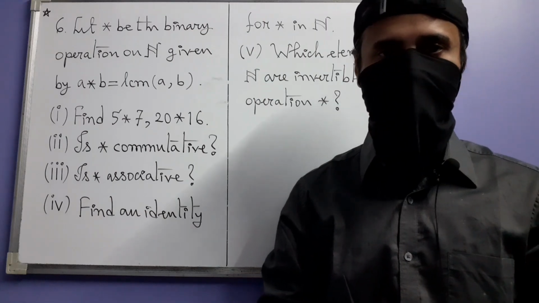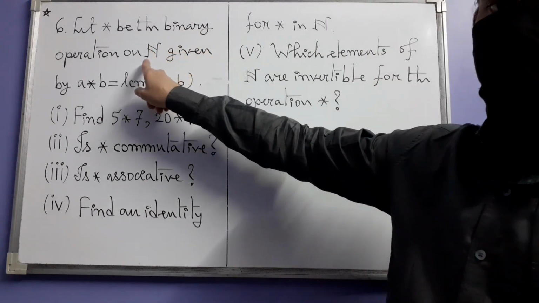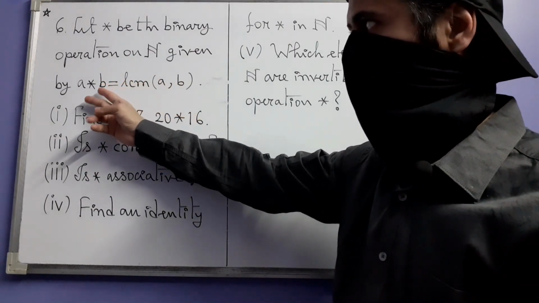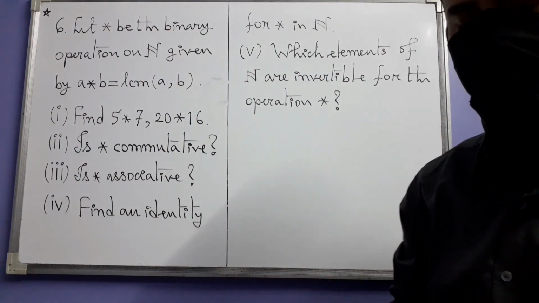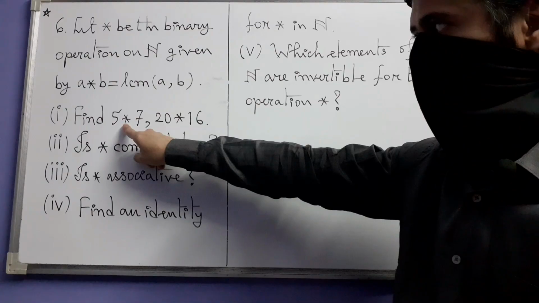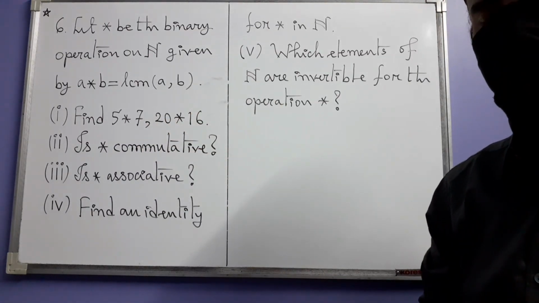Next, exercise 6. Here star is the binary operation on the set of natural numbers defined by this equation. For two natural numbers a and b, a star b is their LCM, least common multiple. There are some parts. The first part asks us to find 5 star 7 and 20 star 16. So let's do this first.